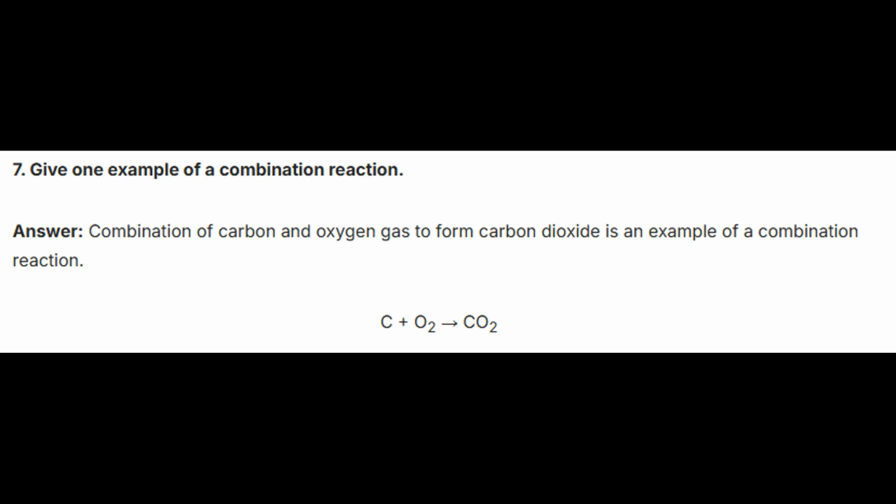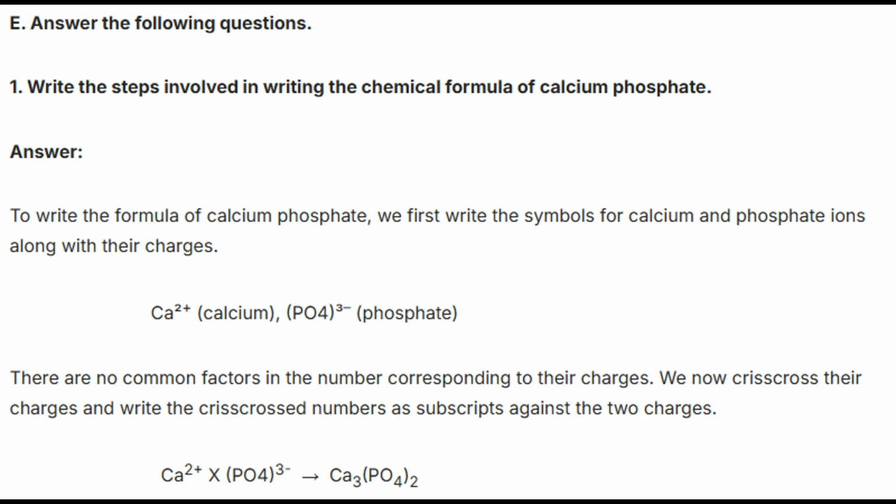Seventh, give one example of a combination reaction. Answer. Combination of carbon and oxygen gas to form carbon dioxide is an example of a combination reaction. C plus O2 gives CO2. E. Answer the following questions. First, write the steps involved in writing the chemical formula of calcium phosphate.